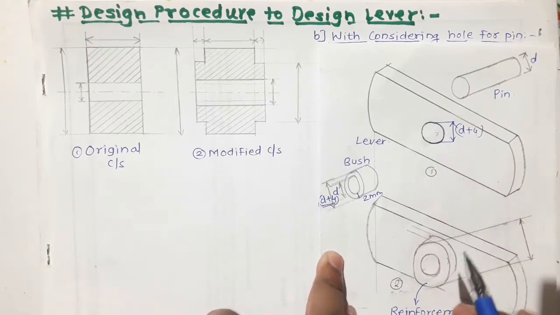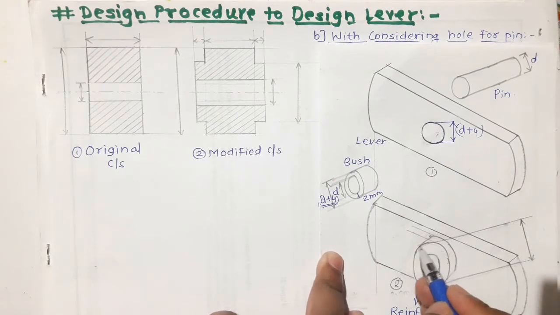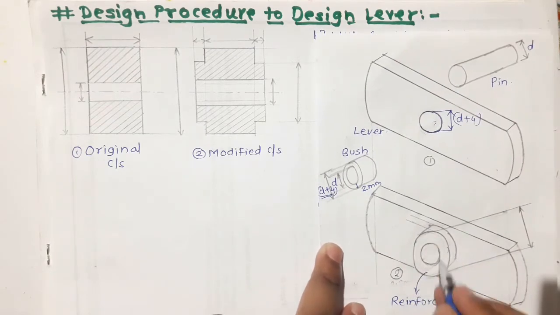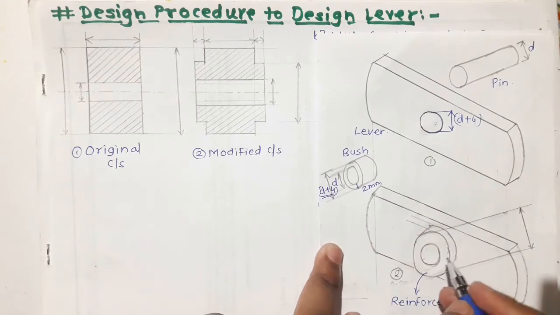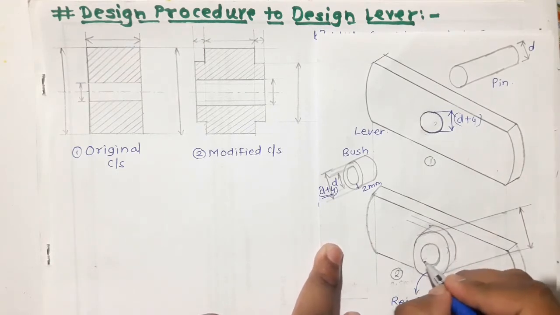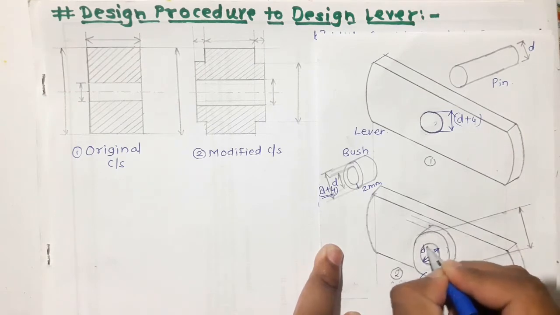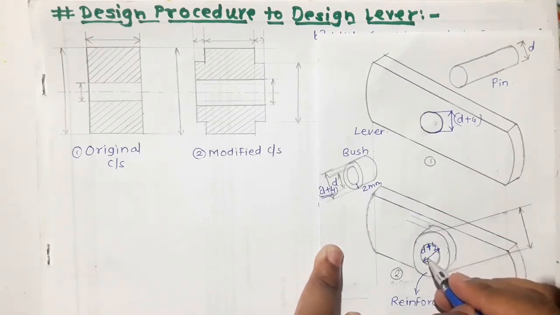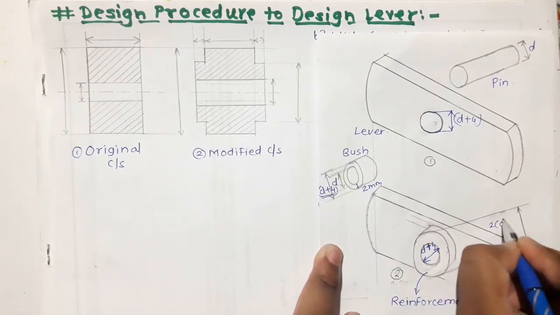So what we have to do is provide additional material on both sides of this lever arm like this. This is a ring type reinforcement material which is added on both sides of the lever arm. The inner diameter of this hole, we know, is d plus 4 because we have to fit the bush inside this hole. Then the outer diameter of this ring type structure will be twice d plus 4.